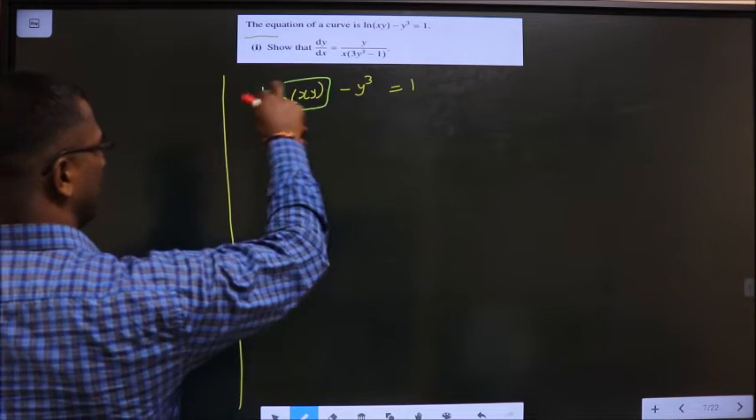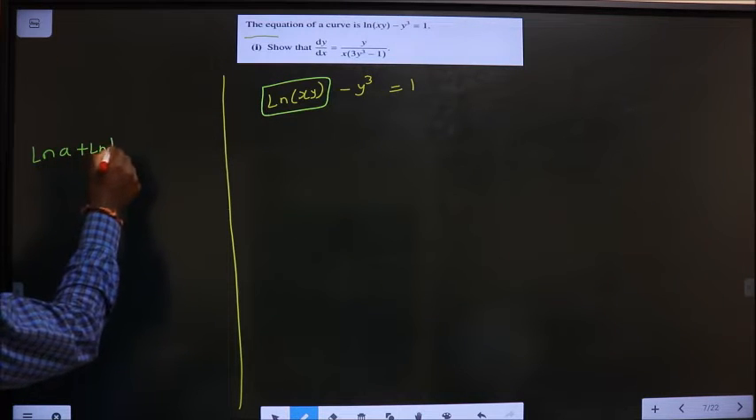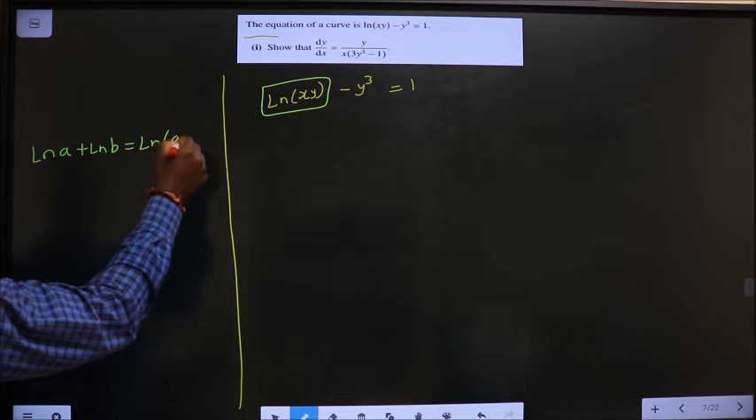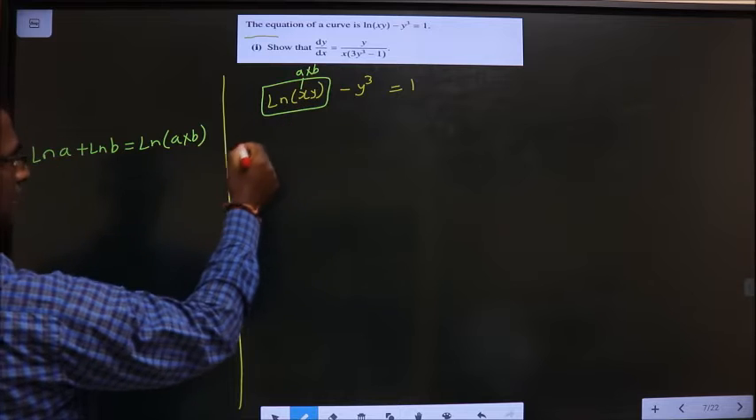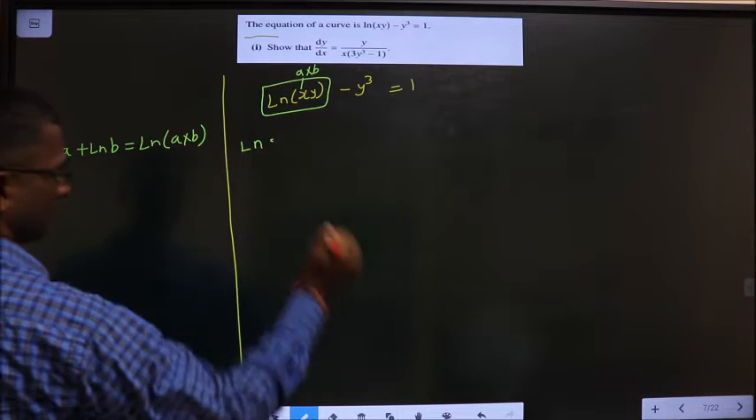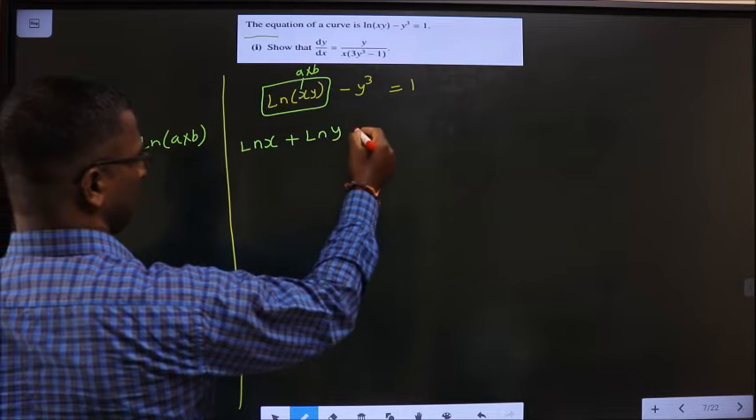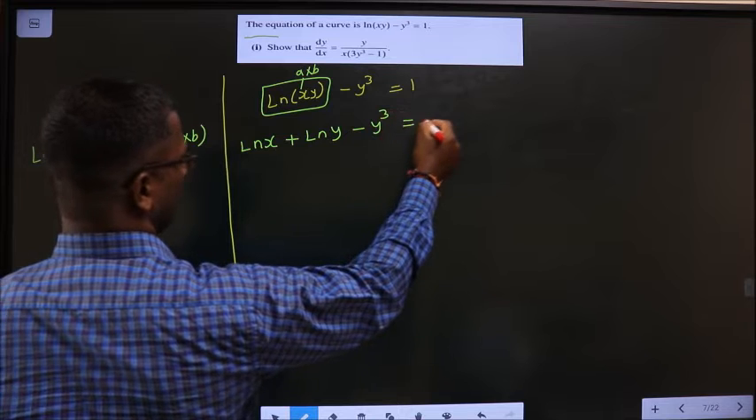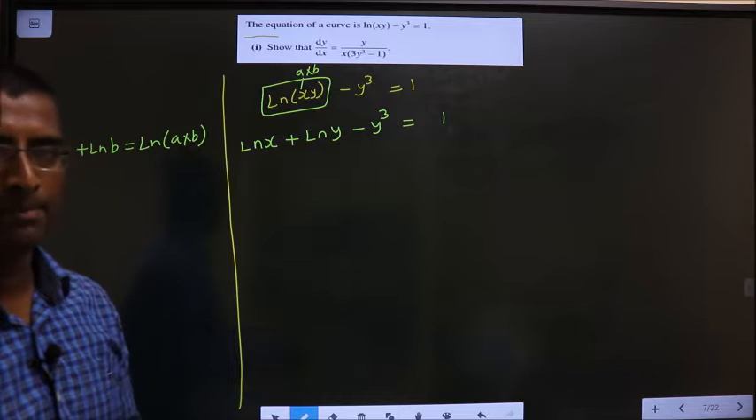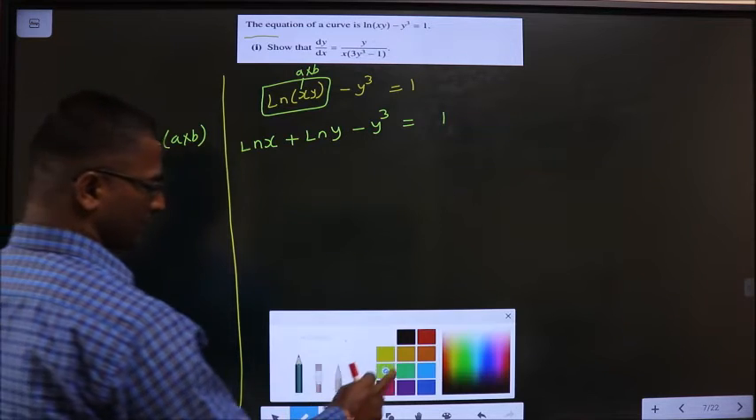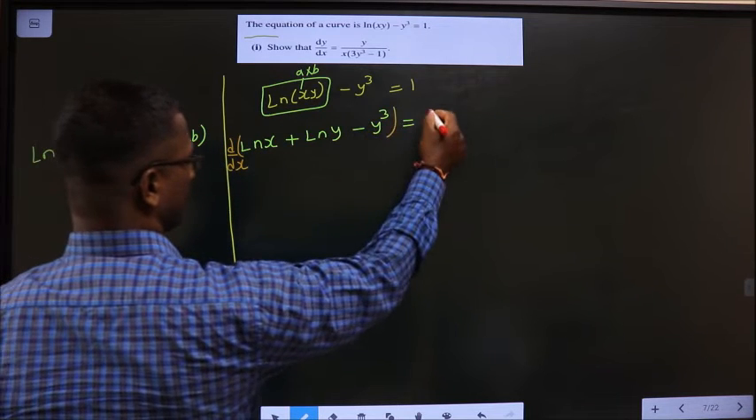Here I can make use of the formula ln A plus ln B is equal to ln A into B. So here it is A into B. So this can be simplified to ln x, ln A which is x, plus ln B which is y, minus y cube equal to 1. Clear? I have simplified. Now I will apply differentiation on both sides. So take d by dx on both sides.